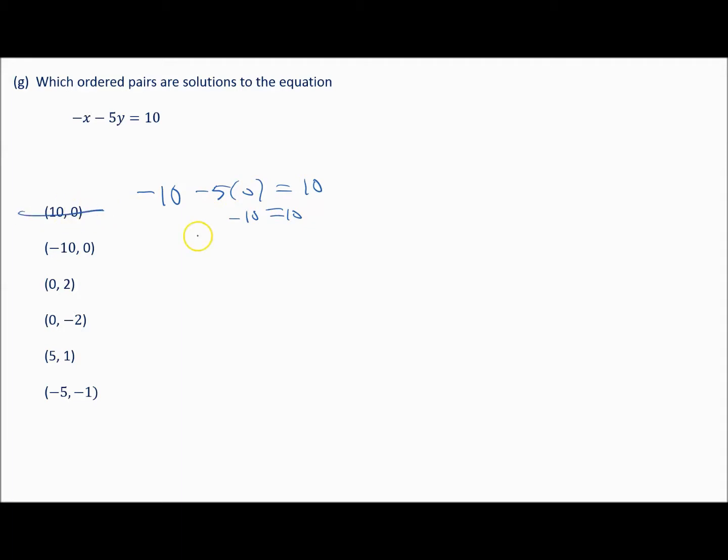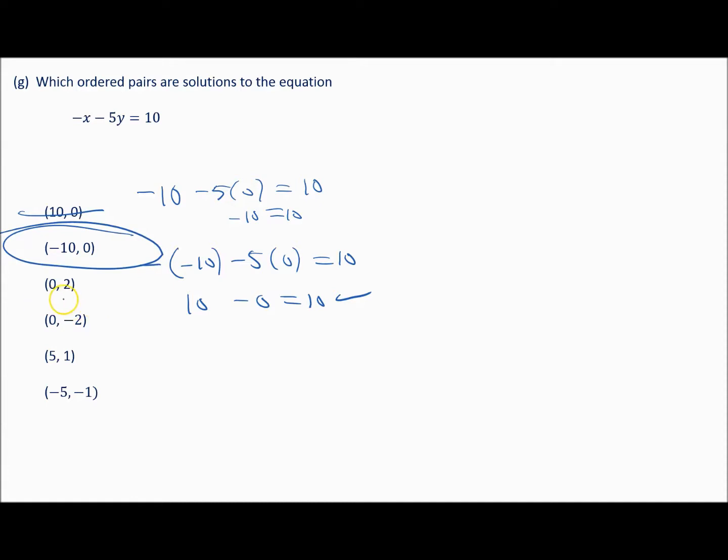But -10, 0, let's try that. So I have negative, which is already in my formula, and then I'm replacing x with -10, minus 5 times 0. Is that equal to 10? Now negative of a -10, that is 10 minus 0. Is that equal to 10? And it is. 10 equals 10, so -10, 0 is a solution.